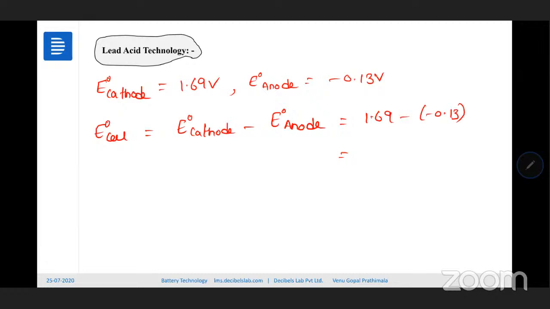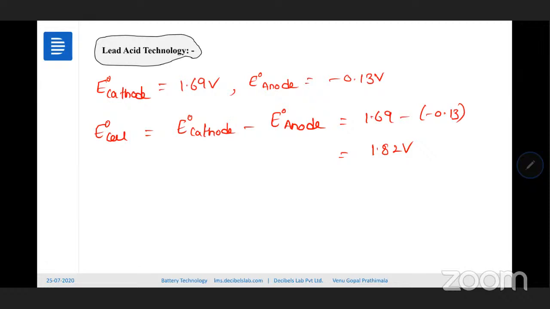Please do the calculation along with me and put your answers in the chat box, so that I also get to know whether you are following me or not. So now the total voltage is coming around. Okay, so we are done with the E naught cell calculation. This is the cell voltage of the governing equation we got. The next step is calculating the cell capacity.